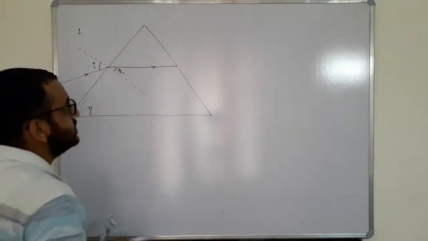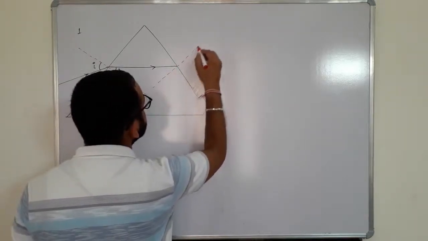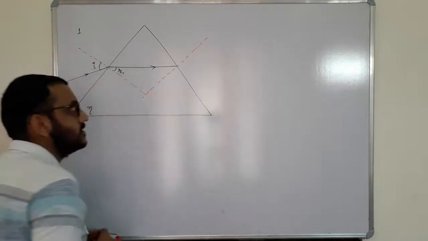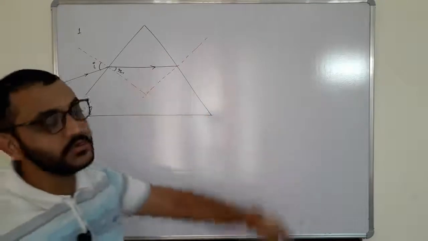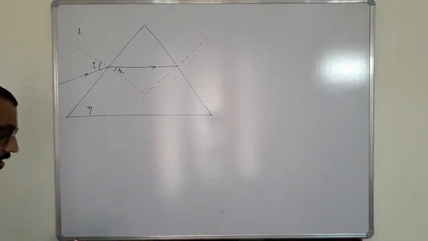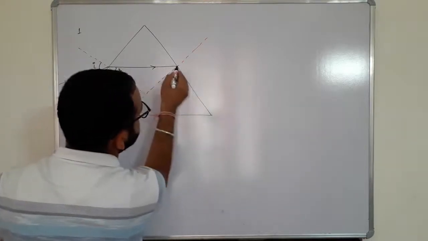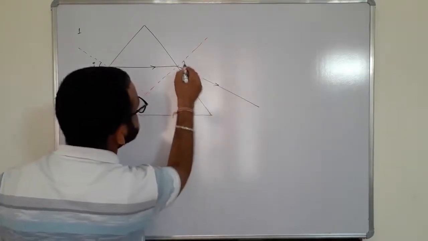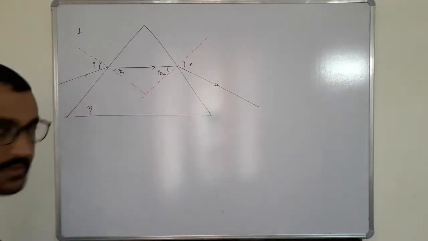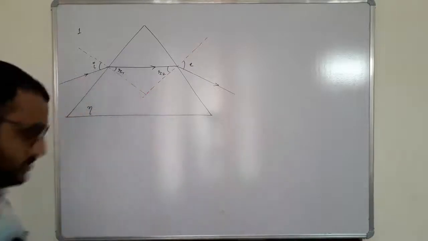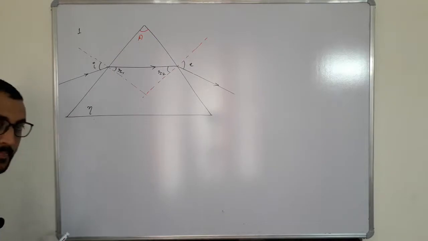After that, from this particular point, if we again draw a normal like this, now this ray is moving from denser medium to rarer medium, so it will bend away from the normal. So it will go like this, bending away. This is our angle of emergence and this is angle R2. Now here this angle is our angle of prism A.